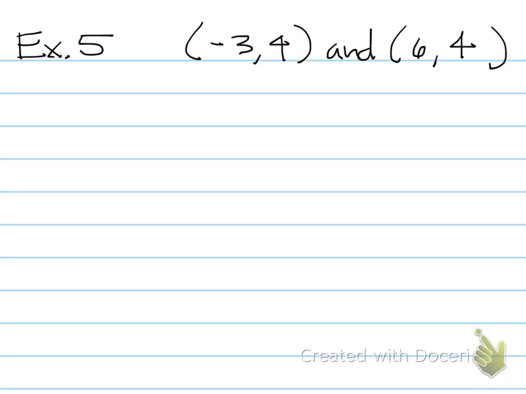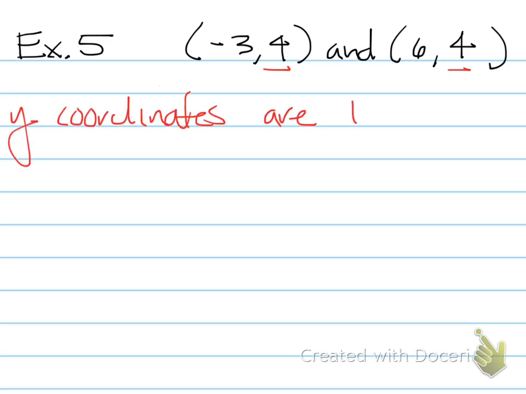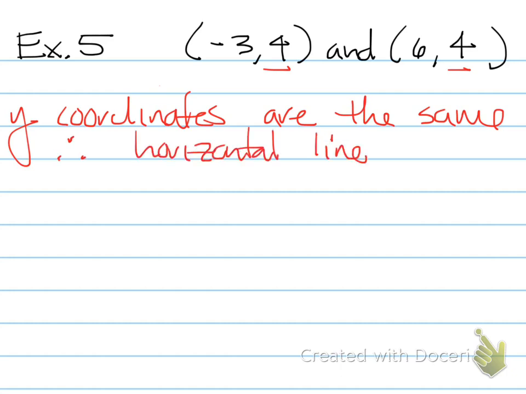you should see that the y coordinates are the same for these two. Since the y coordinates are the same, that indicates that this is a horizontal line. All horizontal lines, the equations are y equals whatever the y coordinate is for both of these points. Since they're both 4, our equation is y equals 4.